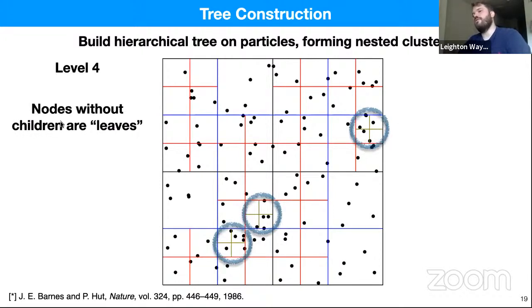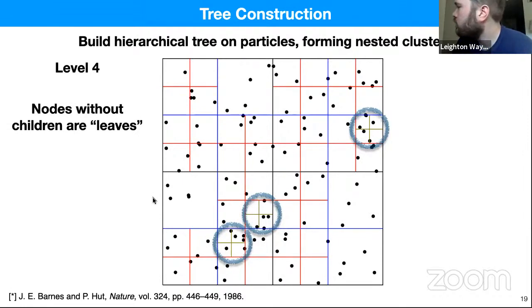All of the nodes without children we call leaves. And notice, of course, that leaves can occur at any level of the tree, right? So here's a level 1 leaf, here's a level 2 leaf, here level 3 leaves. Okay, so we have some way to cluster our particles.